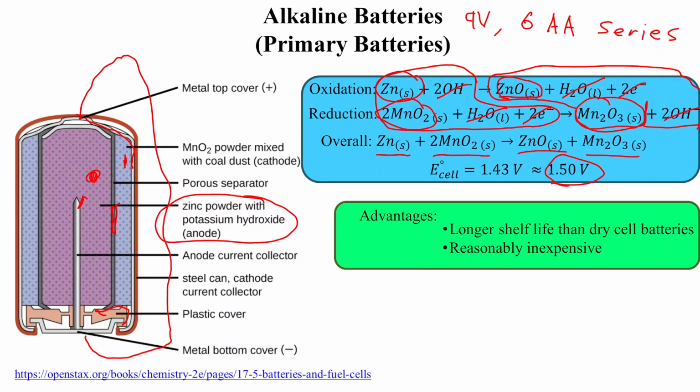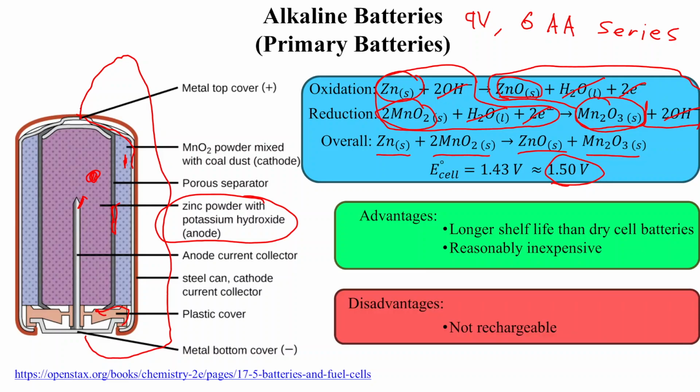Some of the disadvantages are that basically they're just not rechargeable. You can recharge your AA batteries a little bit, but for the most part, it doesn't necessarily go that well, or won't be able to stand the test of time. Eventually, your reactants will essentially leak out of the battery a little bit, and it won't be good anymore.